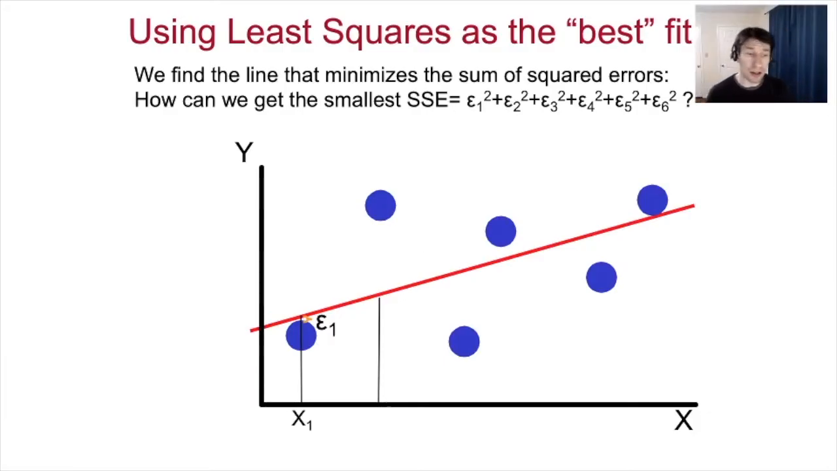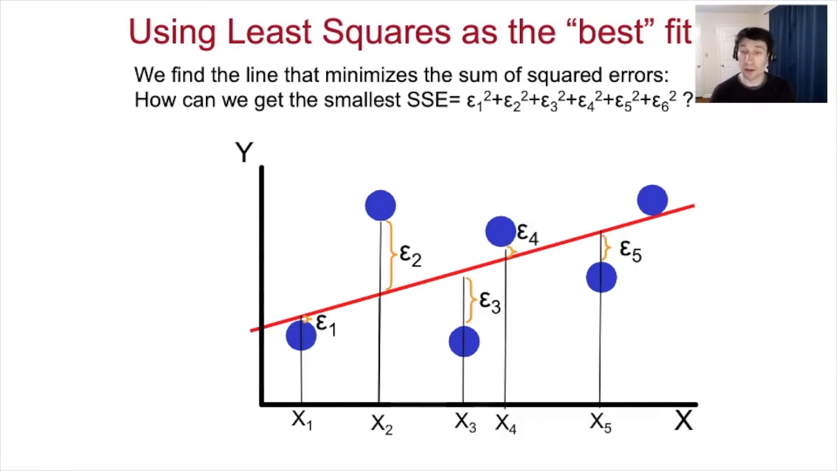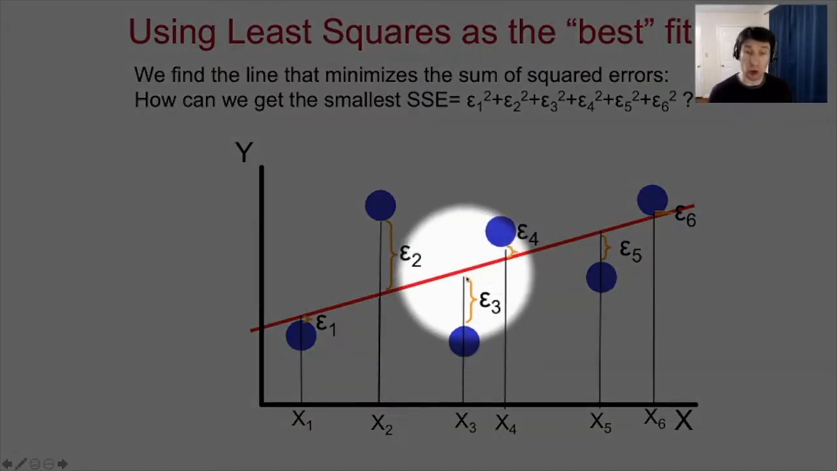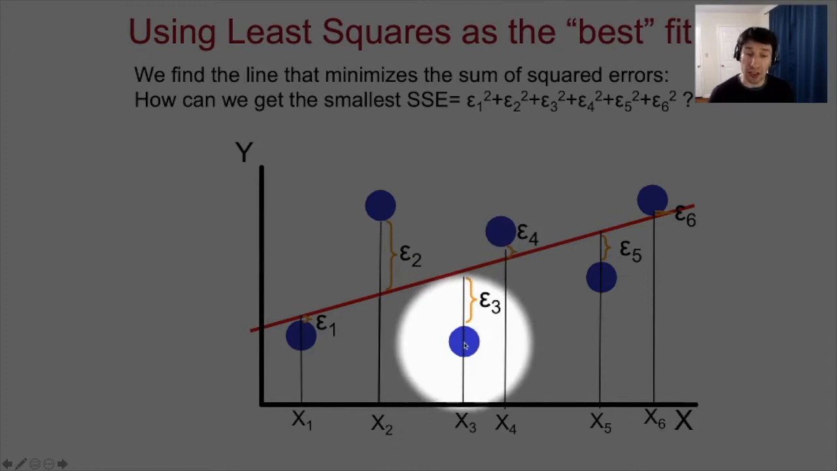Remember, what are the errors? The errors are the distances between this line that you fit and the actual value of y. Here's error 1, here's error 2, here's error 3, 4, 5, and 6. Now, it doesn't matter to us whether the actual value is below the line or above the line. That is why we square it, so that the negative signs turn into a positive.